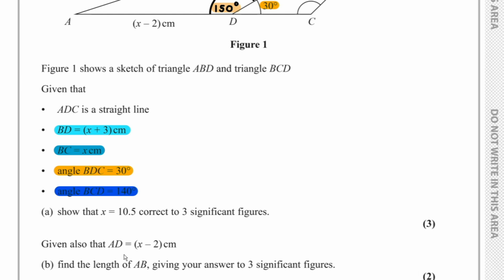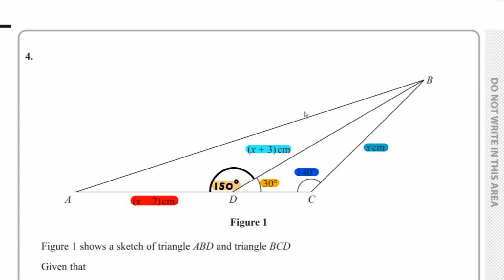Given also that AD is equal to x subtract 2 centimeters, part B, find the length of AB giving an answer to 3 significant figures. If we consider the triangle ABD, we have AD, which is x subtract 2 centimeters, BD, which is x plus 3 centimeters, and the angle ADB, which is 150 degrees. We can find AB using the cosine rule.